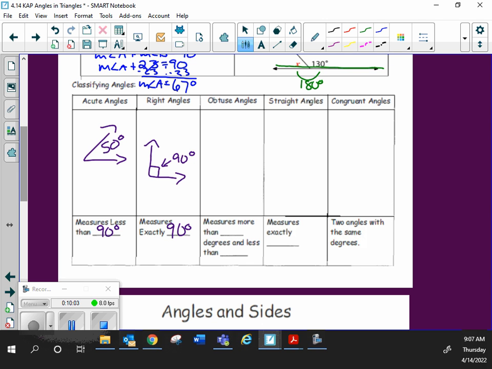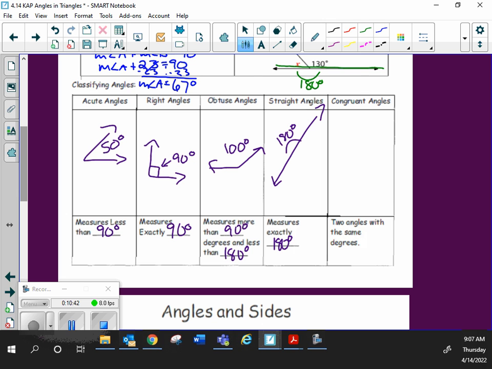Obtuse measures more than 90, but less than 180. Very good. So what's an example? 100. Alrighty. A straight angle is going to be 180. Does it have to lie exactly vertical or horizontal? No. It has to be a straight line, but it could be diagonal. But it will measure 180 degrees.